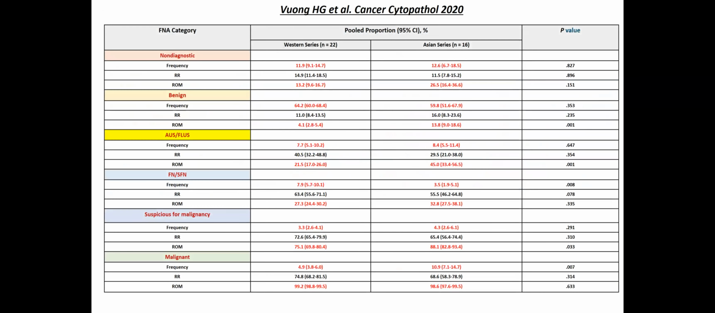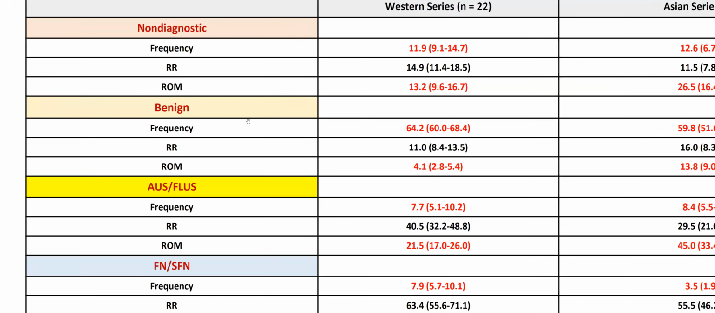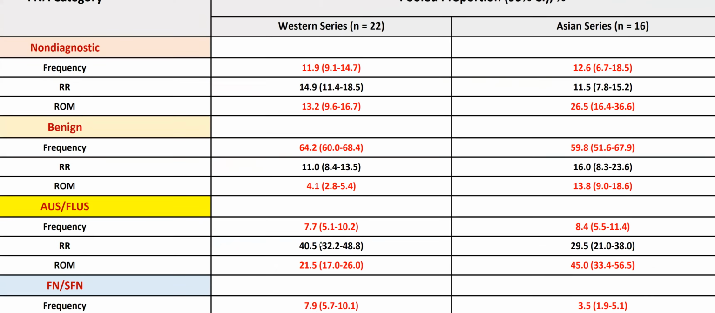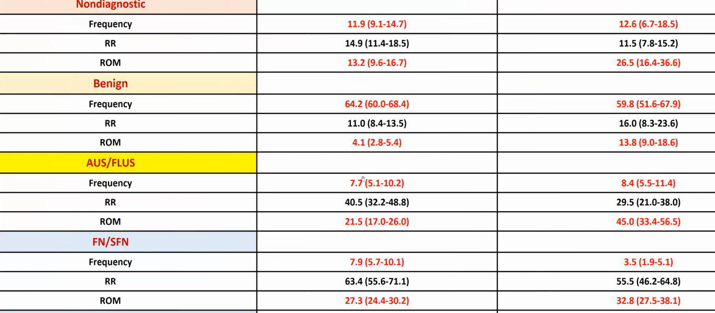So because of this, the interesting thing is that when you look at the risk of malignancy for these indeterminate categories, it's really different between the Western and the Asian series. So you can see the AUS plus, which is Bethesda 3, the frequency of use in Western countries was 7.7 and 8.4 for the Asian series. But if you look at the risk of malignancy, this was about 20%, this was 45%. So this is the geographical distribution of these.